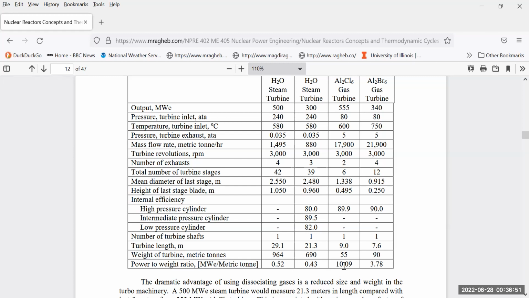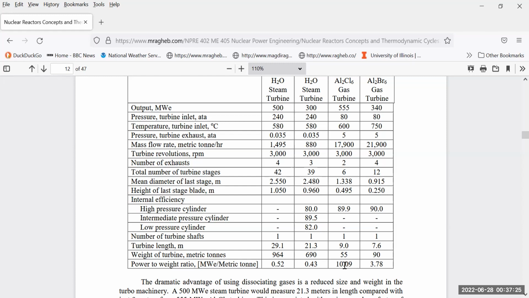That factor is 10 in the case of the aluminum chloride. So if you take 10 here, divided by 0.5, that's 20. So you'll find that in terms of the figure of merit, the power to weight ratio of the dissociating gas is 20 times what you would get in a gas turbine. So in that case, if you want a small volume and a small weight of the turbo machinery, definitely you go to a dissociating gas. It's a factor of 20 advantage.